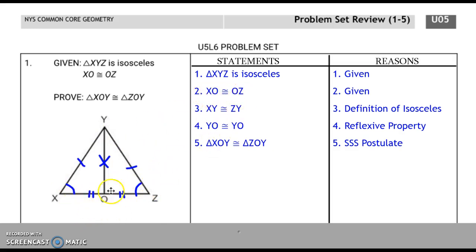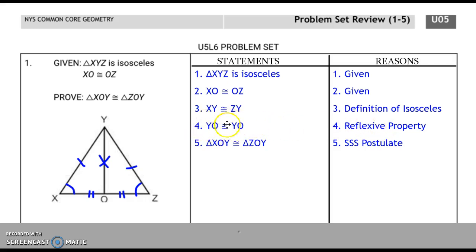XO and OZ here, those are congruent as well because of the fact that they are given to us. YO is congruent to YO, yo-yo, that's pretty cute, because of reflexive property. Anytime you see two congruent pieces that are exactly the same, you'll say that it is reflexive property. We're going to use reflexive property in another way later.